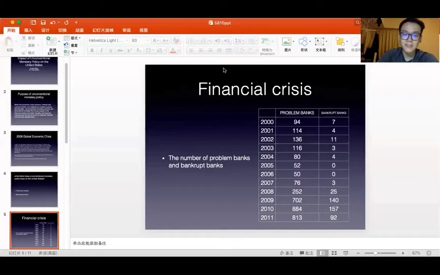Since 2008, the number of problem banks and bankrupt banks has risen rapidly, reaching the highest value in 2010 and falling slightly in 2011. But the numbers are higher than when the dot-com bubble burst in 2000. And the total number of banks in the United States is declining. The proportion of problem banks and bankrupt banks has also begun to rise, which has a negative impact on the recovery of the macroeconomy.